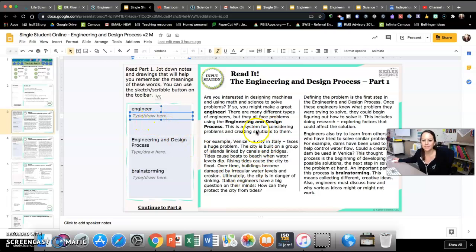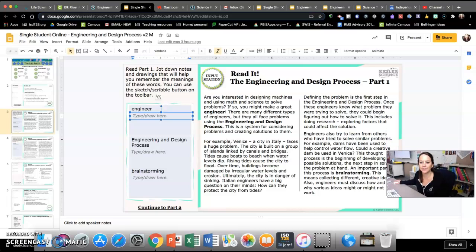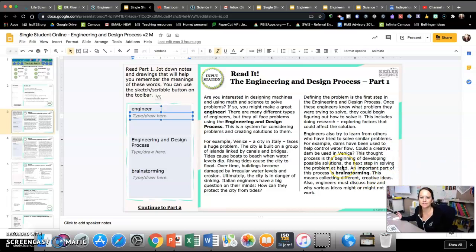All right, so I'm going to read through this to you right now. If you want to read it on your own, you can go ahead and just fast forward through it. So, are you interested in designing machines and using math and science to solve problems? If so, you might make a great engineer. There are many different types of engineers, but they all face problems using the engineering and design process. This is a system for considering problems and creating solutions to them.